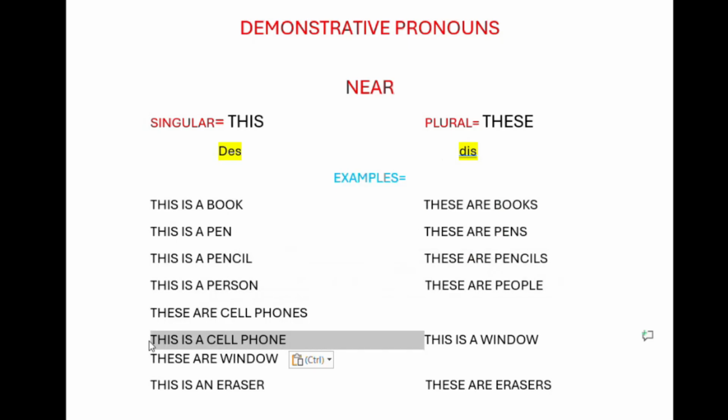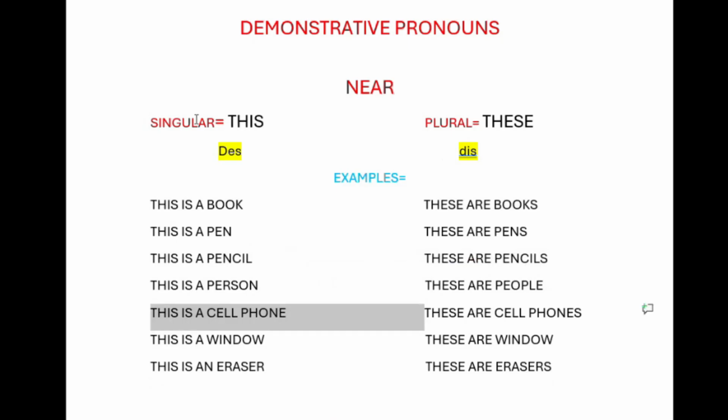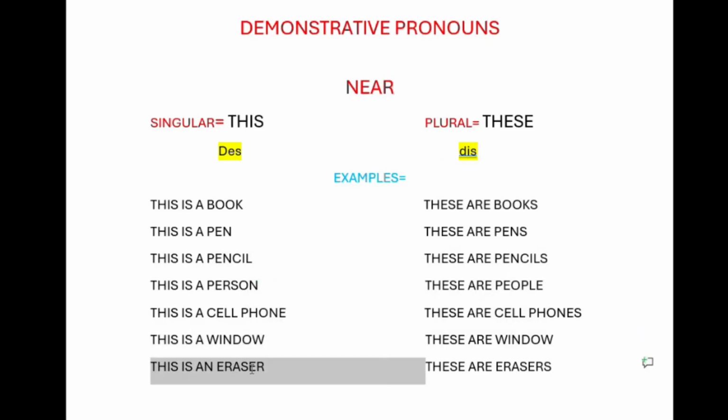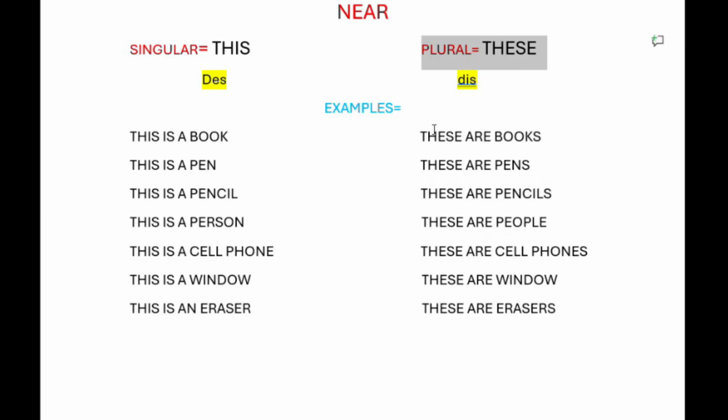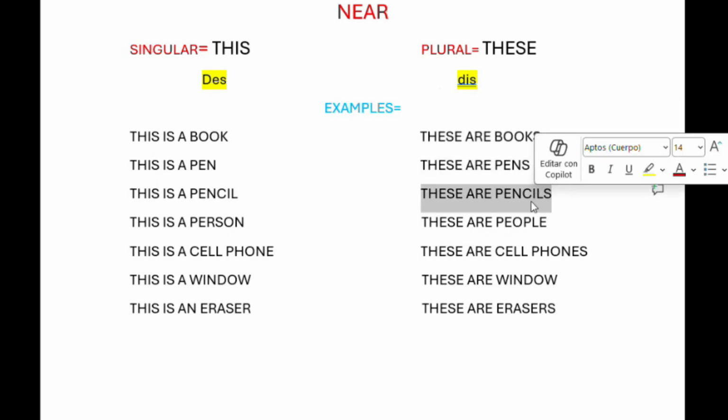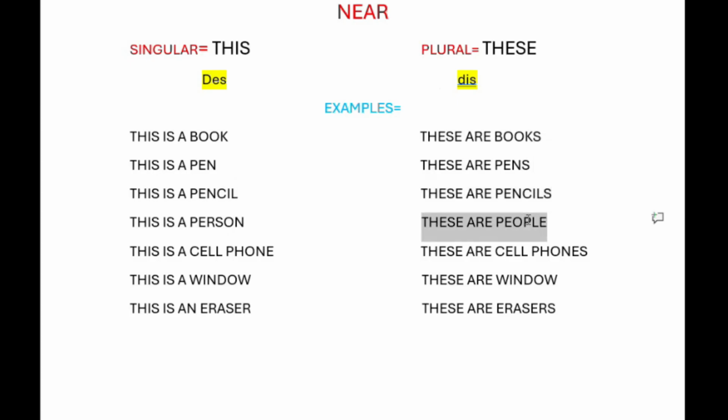Oh, sorry, 1 second. This is a window. This is an eraser. So let's pronounce the plural form here below. The pronunciation, don't forget, these. These are books. These are pens. These are pencils. These are people. These are cell phones. These are windows.